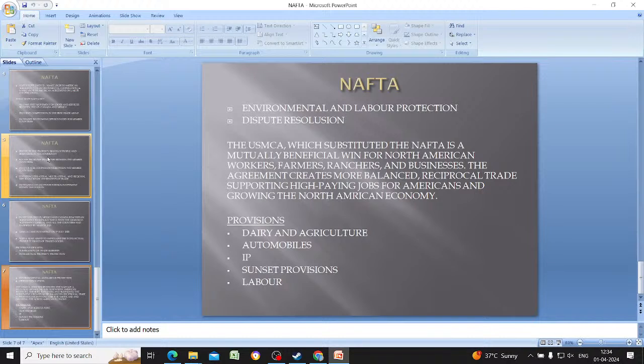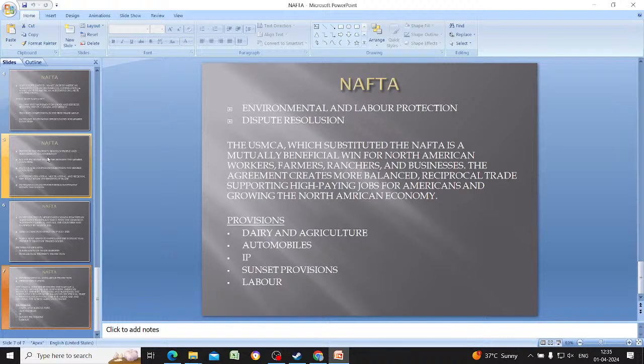Because NAFTA already contained provisions for the environment, economic growth, and all. These areas are always the base of political dispute. Some of them were of the view that it gave less importance to the minority, the minority farmers and the minority workers. So by removing NAFTA, the next thing was USMCA. It gave importance to North American workers, farmers, and ranchers.